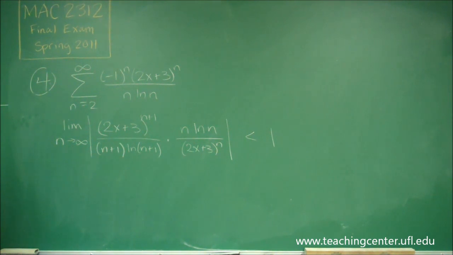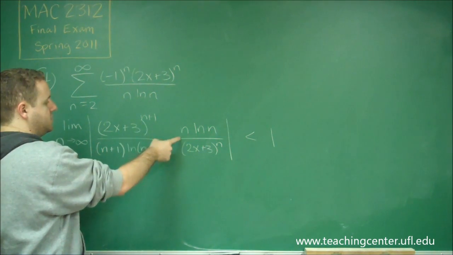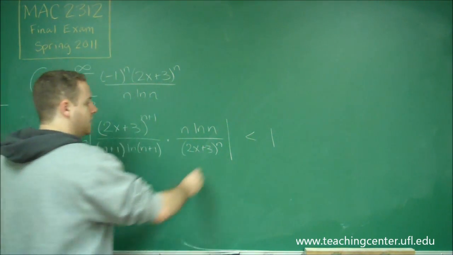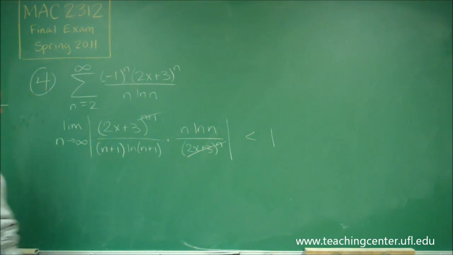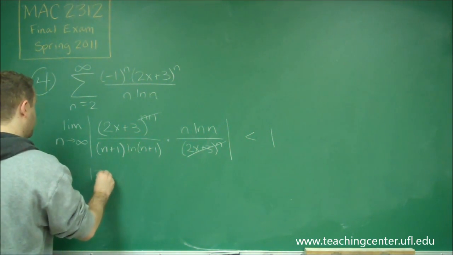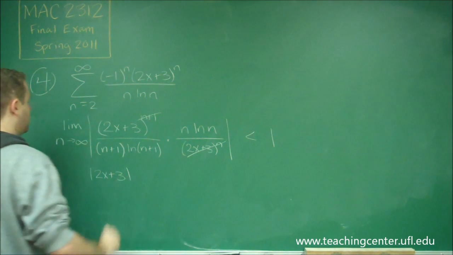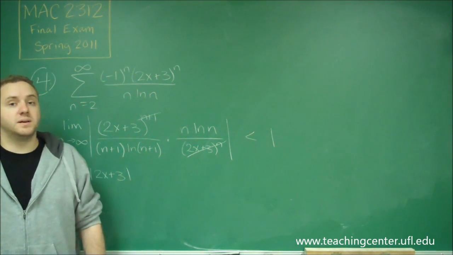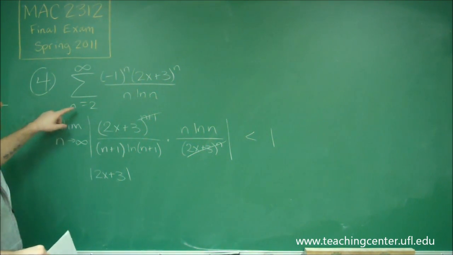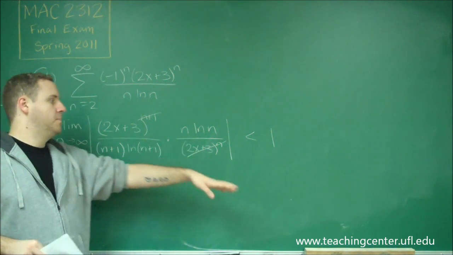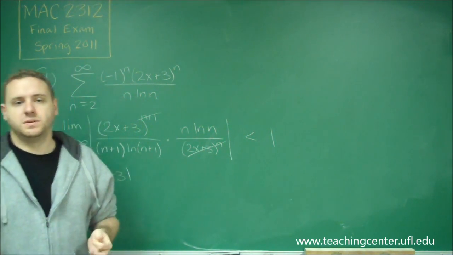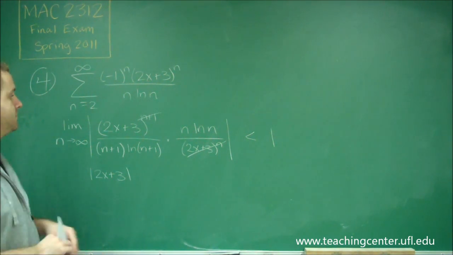We have one thing that can cancel out. If we have (2x + 3)^(n+1) over (2x + 3)^n, this cancels out, and we're just left with 2x + 3. But we want to put the 2x + 3 in absolute value bars, because we don't know if that's positive or negative. But clearly, because n is going from 2 to infinity, we don't need to worry about the absolute value for the n + 1 and ln terms, because those aren't going to be negative anyway.